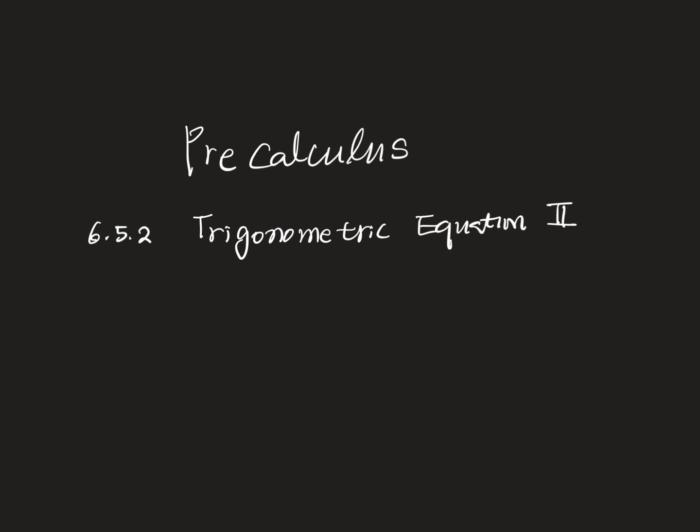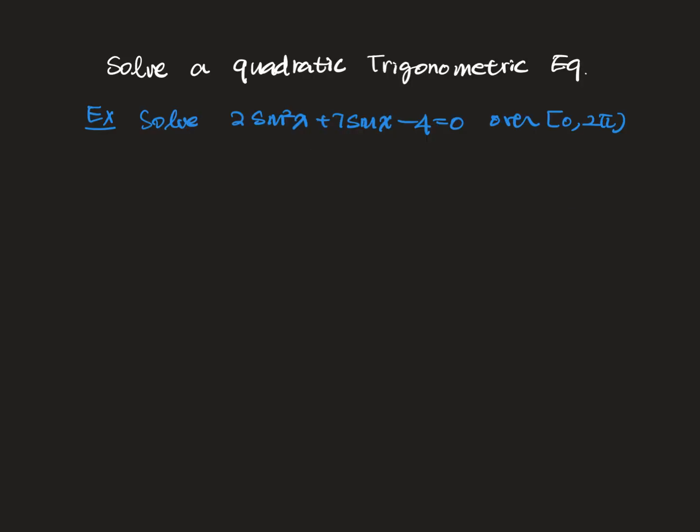This is pre-calculus. We're going to do trigonometric equations in quadratic form, using identities to solve the quadratic equation. In the previous slide, we solved a trigonometric equation by using the general form. In this video, we're going to study trigonometric equations with quadratic form. First, we're going to solve this one.